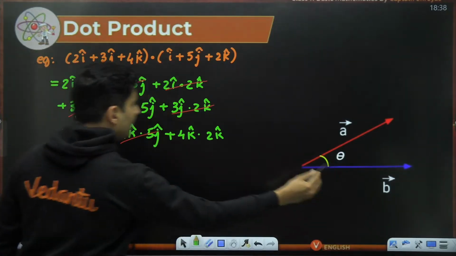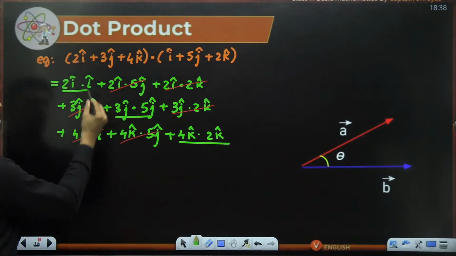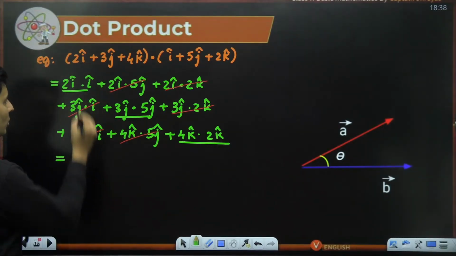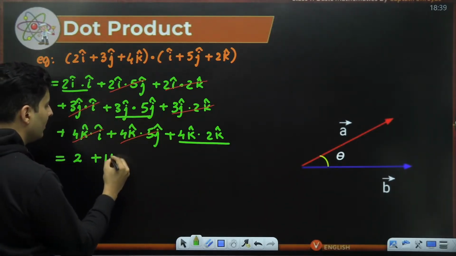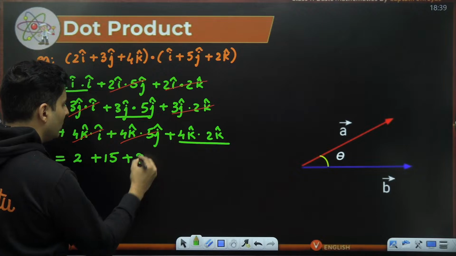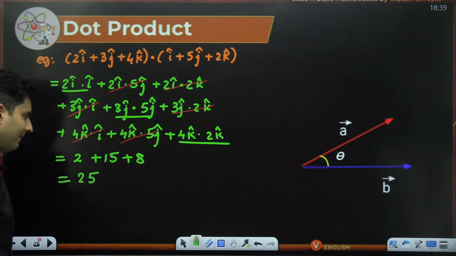What remains is only this one, and this one. So 2i into i is basically 2 because i into i is 1. j into j is 1. 3 5s are 15. 4 2s are 8 because k into k is 1. So 8 plus 2, 10. So this is nothing but 25.